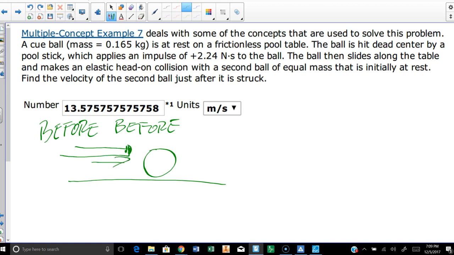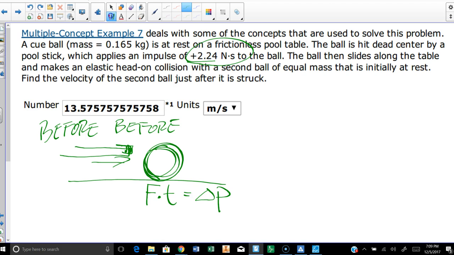And it's going to be given an impulse. And we need to use that impulse. So we're going back to something we did a couple days ago. That impulse, that force applied to the cue ball for a certain amount of time, is going to change the object's, the cue ball's momentum. But of course, before the cue stick hits it, its momentum is 0.